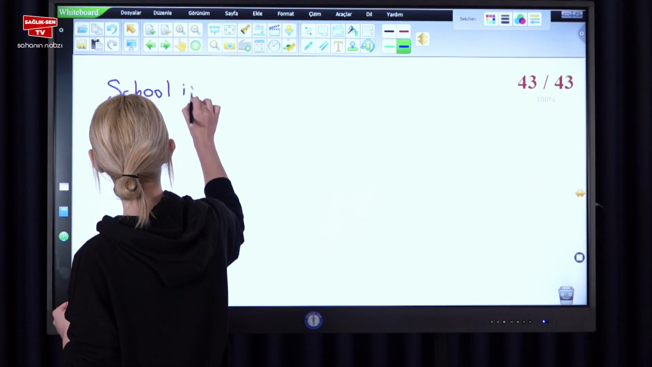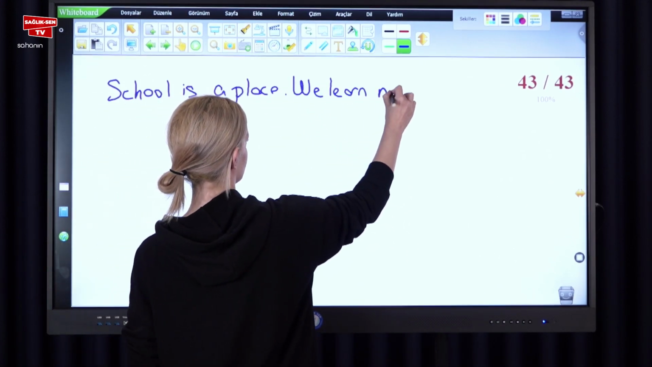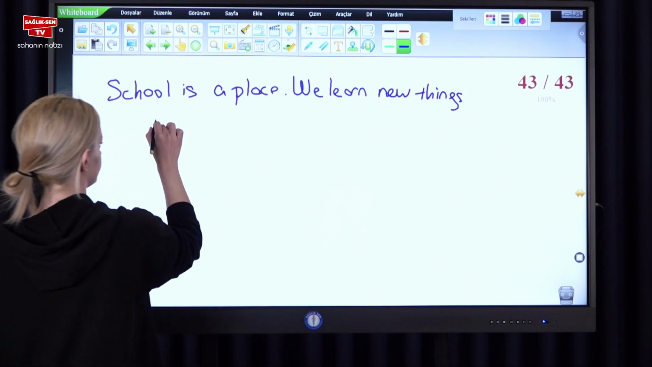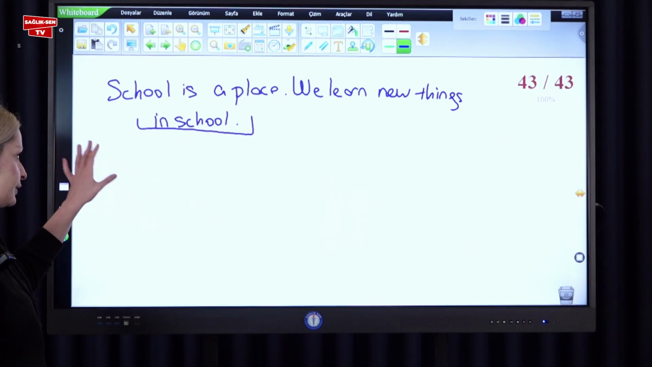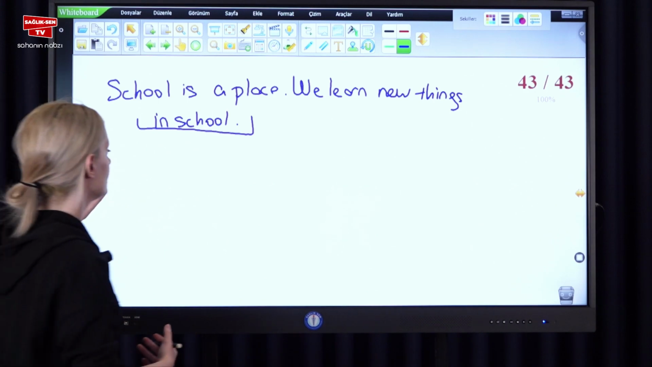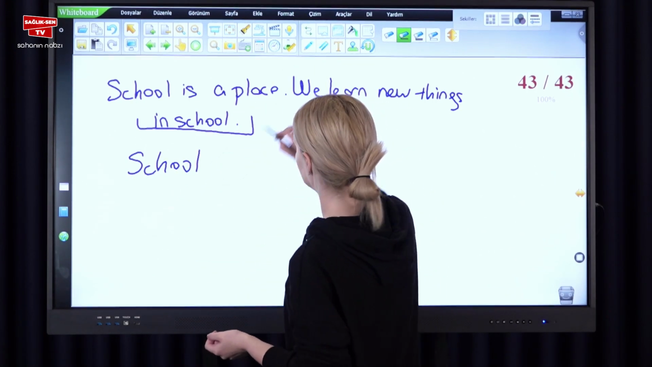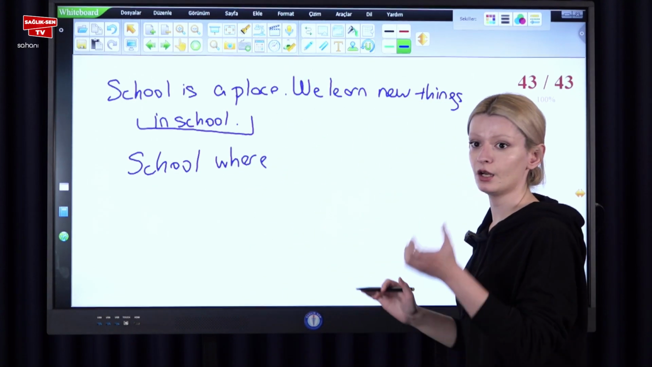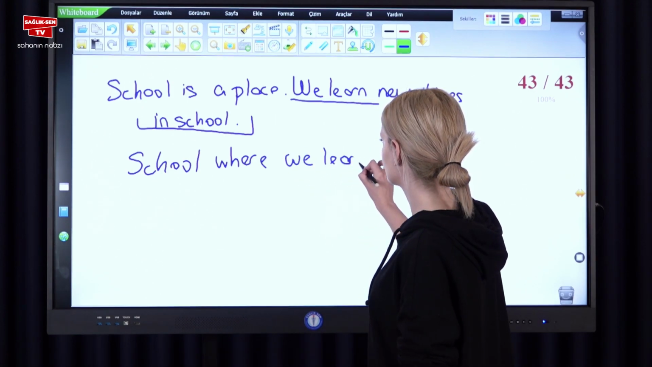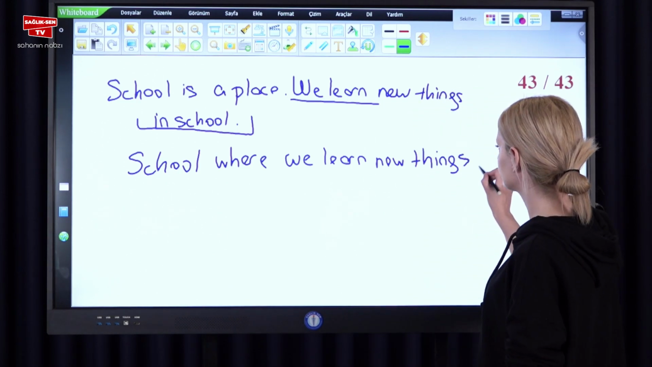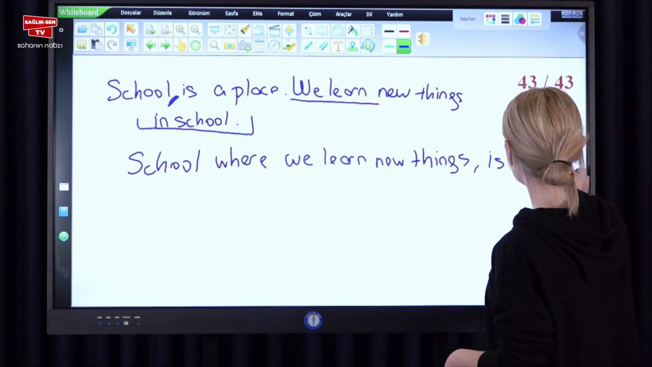School is a place we learn new things in school. As you can understand from the second sentence, I have a place preposition, so I am going to use where, relative pronoun, to combine these two sentences. School where we learn new things. It's done, so I go back to where I left in the first one: is a place.